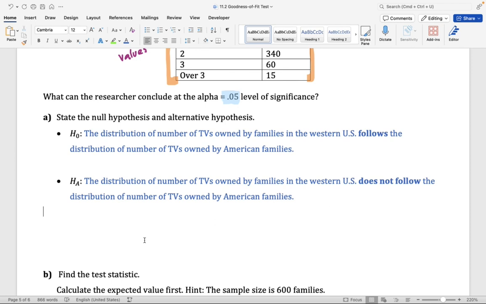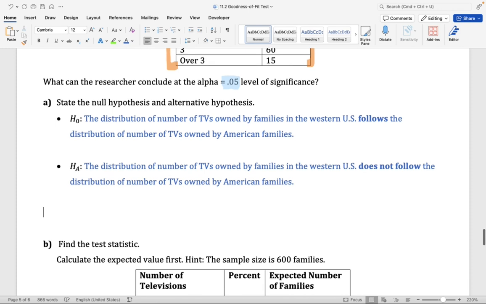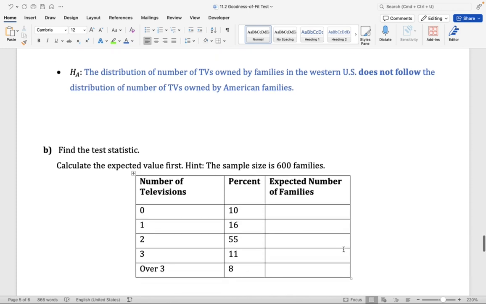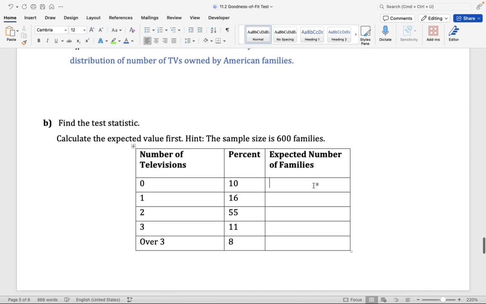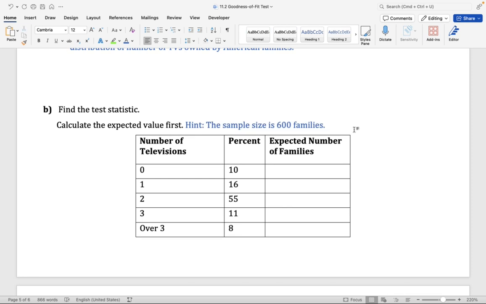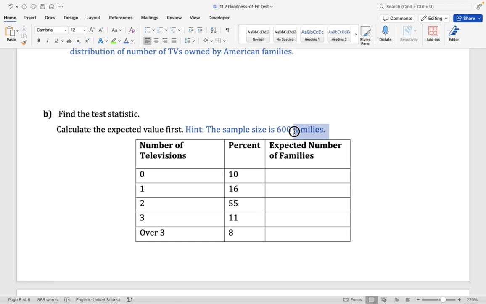So now, let's talk about finding the test statistic. To find the test statistic, we need to find the expected number of families for each category. The sample size here is 600 families. So assuming that this data follows the distribution of number of TVs that American families own, how many would you expect out of those 600 families to say that they own 0 TVs? Okay. Well, we expect 10% of all families to say they own 0 TVs.